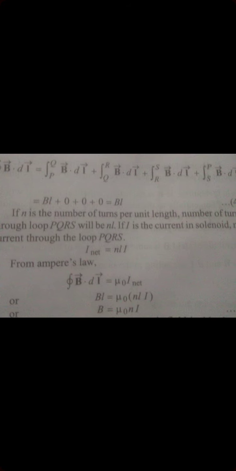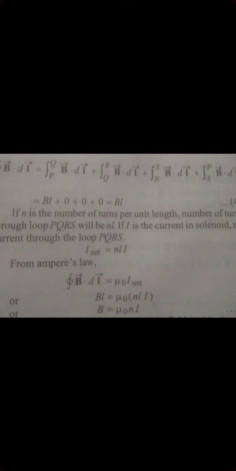And now from the Ampere circuital law, line integral B dot dl is equal to mu naught I, so BL is equal to mu naught nLI, so B is equal to mu naught nI. If we talk about outside the solenoid, B is equal to 0.